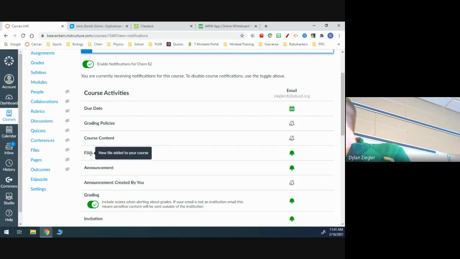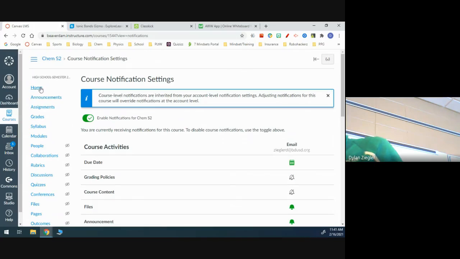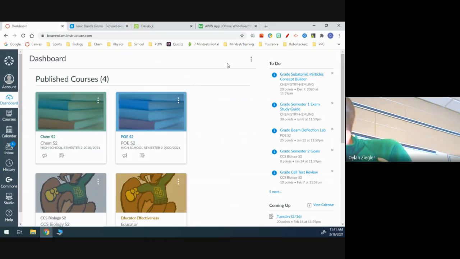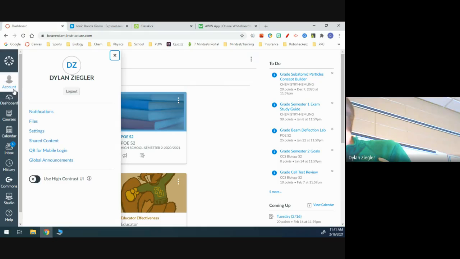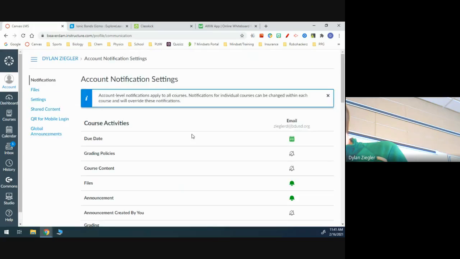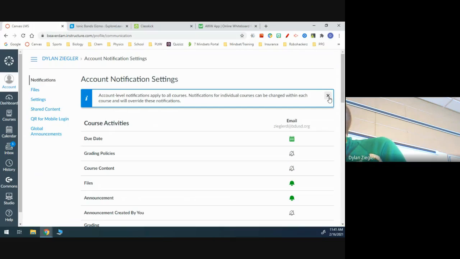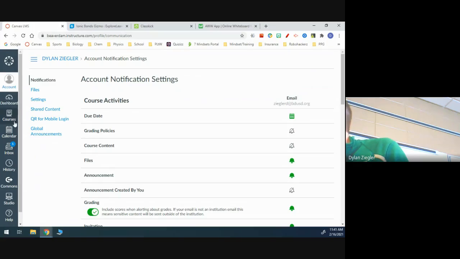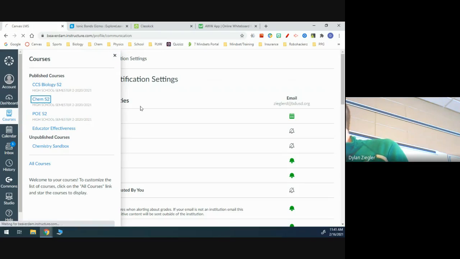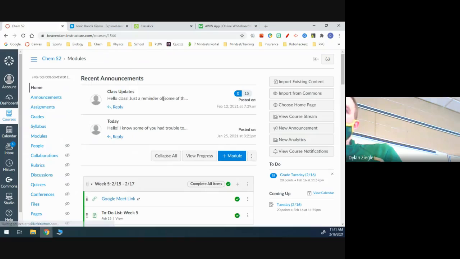So you can go in for each class, but then there's also, I don't remember where it is. Maybe it's dashboard. Maybe if you go into your account, here's notifications in your account. And I don't know if they're all going to be the exact same. They might be a little bit different. But this should set them for all of your classes. But for some classes, you might want them a little bit different than other classes.